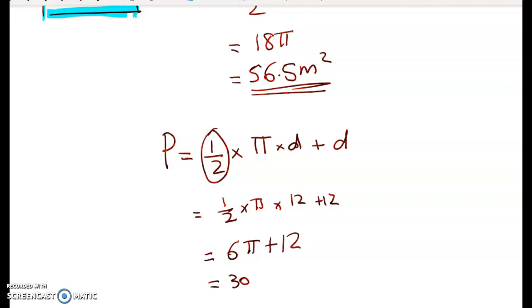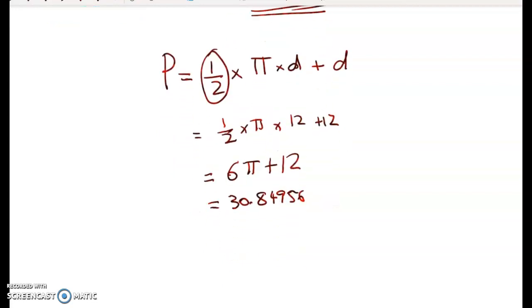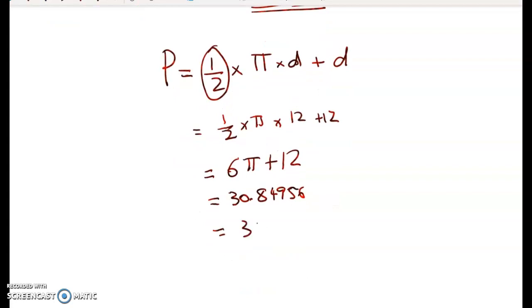which gives me, out of the calculator first, 30.84956, blah, blah, blah, 30.9 meters rounded to 1 decimal place. So notice that I'm rounding, I'm stating how much I round, and I'm always giving units. Perimeter is a length, so my units have to be a measure of length.